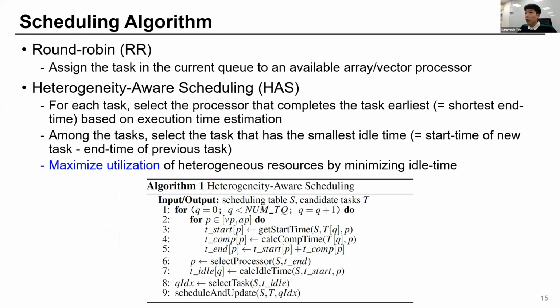In this slide, I'll be talking about the scheduling algorithm. The scheduling algorithm decides how to allocate the tasks in the task queues to available resources in the VA cluster. We chose round-robin scheduling as the baseline, which is one of the algorithms employed by process schedulers in computing. As this scheduling only focuses on fairness, it could cause underutilization in the processors. So we propose the heterogeneity-aware scheduling algorithm. It selects the processor that completes the task earliest based on the execution time estimation for each task. Among the tasks, it selects the task that has the smallest idle time. As a result, it maximizes the utilization of heterogeneous resources by minimizing the idle time.